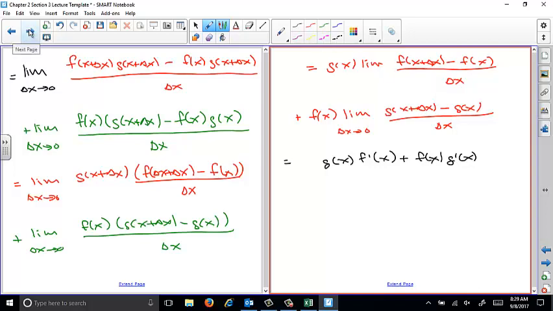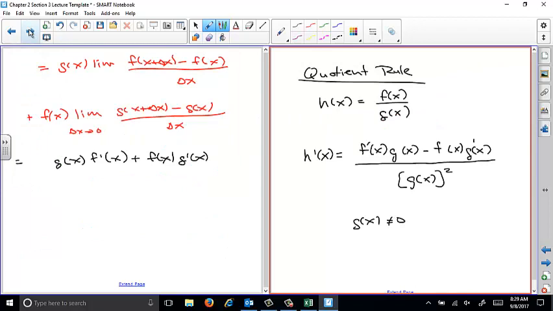And you can do the same thing for the quotient rule, but we're not going to do that. We're just going to tell you what the answer is. So there's the quotient rule. If you have a quotient of two functions, it's a little more complicated, but you have the derivative of the numerator times the denominator minus the numerator times the derivative of the denominator, divided by the denominator squared, except g of x cannot equal 0 or your function's undefined.